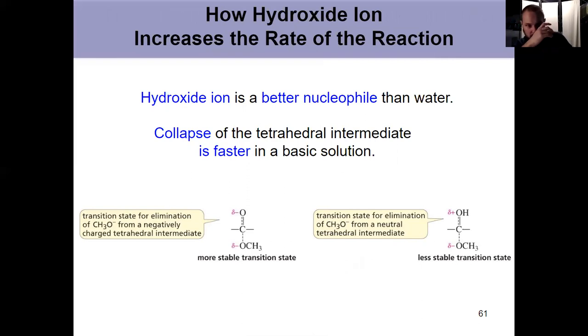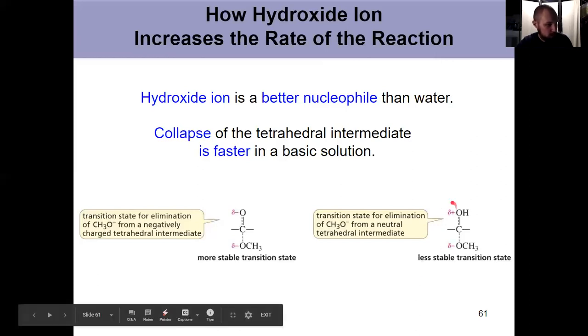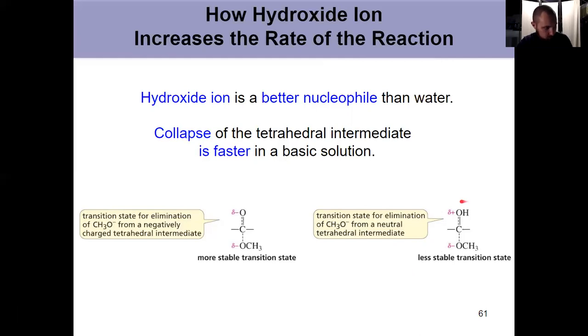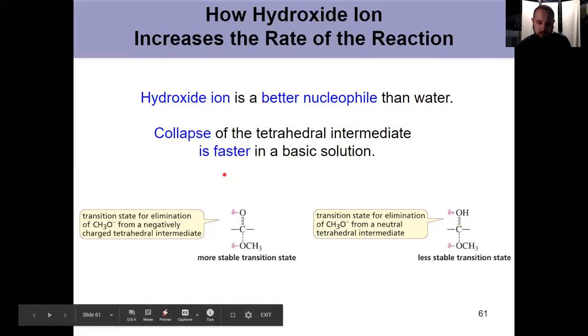It's faster in basic solution because, as shown on the slides here, in an acidic solution, I end up getting a delta positive on oxygen. Okay, but in a basic solution, I never end up with that delta positive on oxygen. And you, of course, know by now that oxygen doesn't like that delta positive. So if you can avoid it, that's better. Okay? In a basic solution, we have a more stable transition state when we collapse our tetrahedral intermediate.